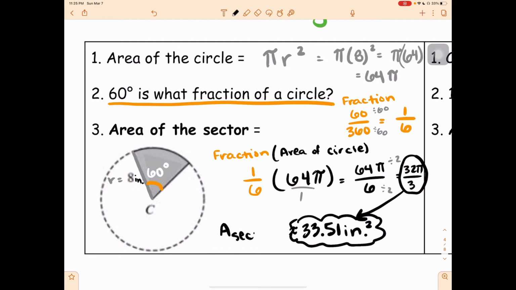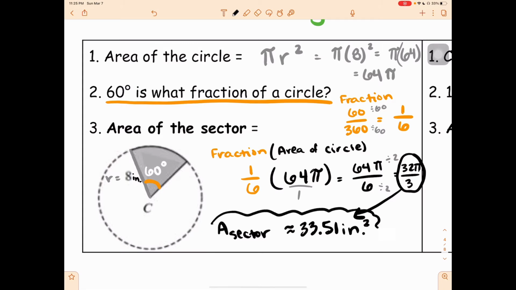Area of the sector is about equal to 33.51 inches squared. If that 8 were in inches, we're just going to say it is. Again, you might also see it as 32 pi thirds inches squared. These two things are equivalent right here.